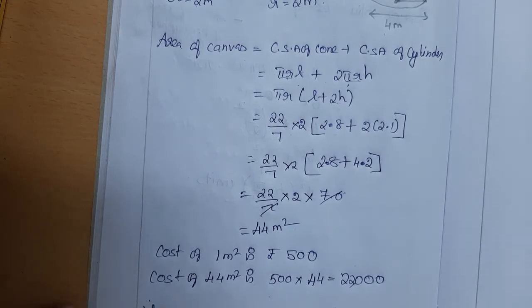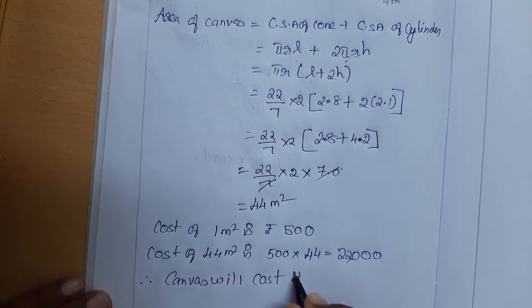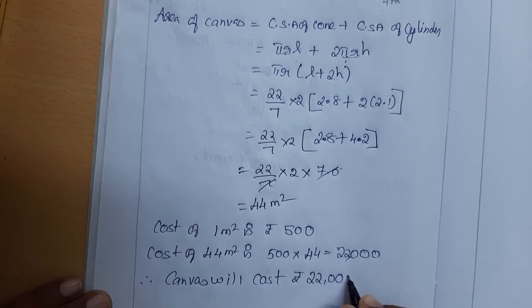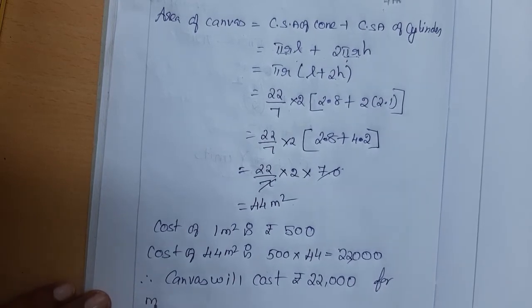So therefore the canvas will cost rupees 22,000 for making a tent.